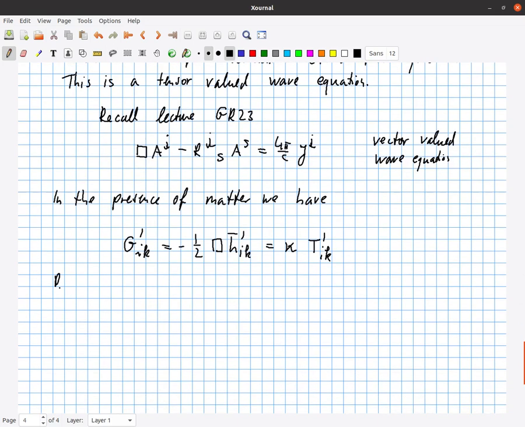And we also recall just briefly that this box operator here, eta ij partial i partial j, stands for minus dt squared and then our 3 spatial derivatives. Which is exactly the wave operator, which is why we expect gravitational waves to exist.